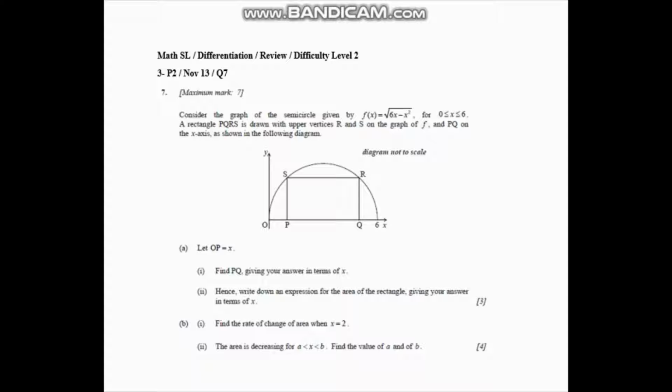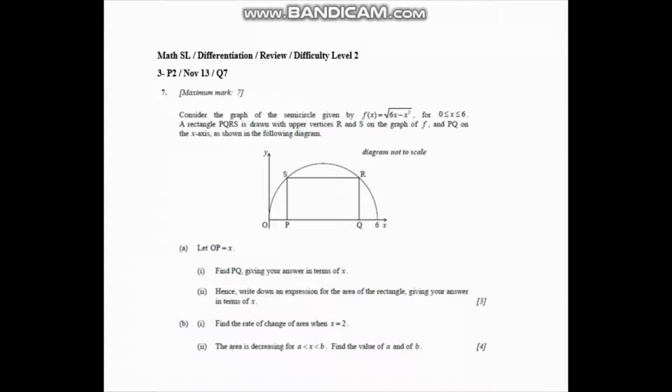So you are given the graph of a semicircle represented by this equation, f of x equals root of 6x minus x squared, in this domain 0 to 6, and there is a rectangle inscribed within the circle, or drawn within the circle, and you are given that OP equals x and you're required to find PQ in terms of x. So this requires some thinking.